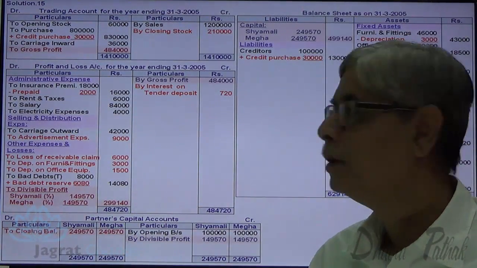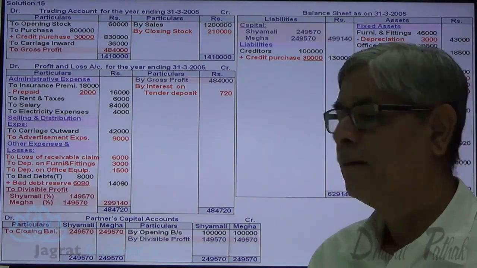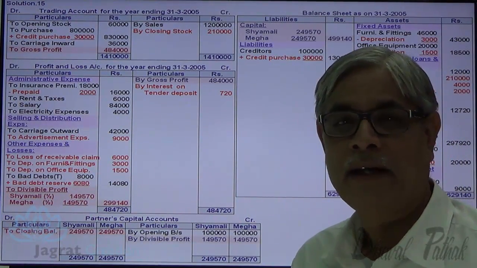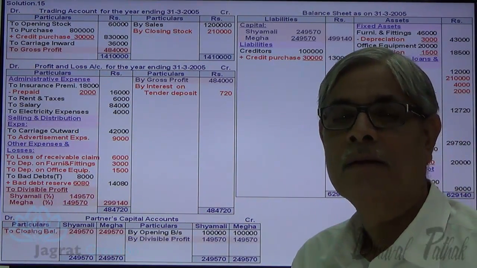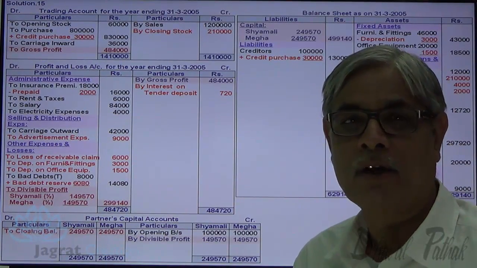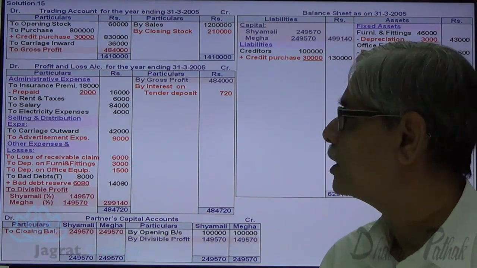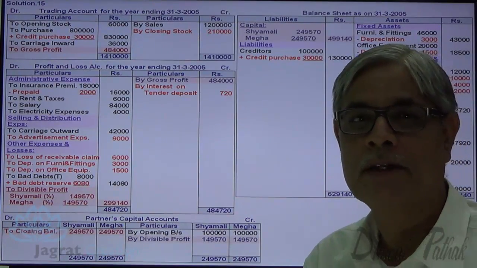Now in this sum, there are nearly 9 adjustments, practically taking care of majority of the styles, so it's an important sum from examination point of view.